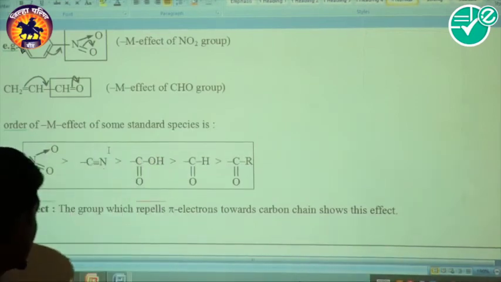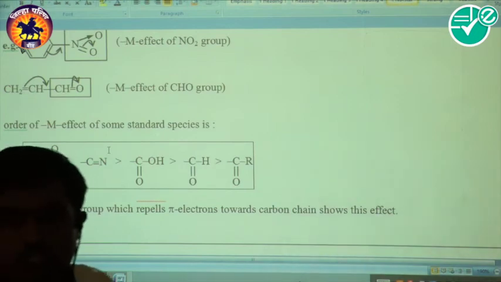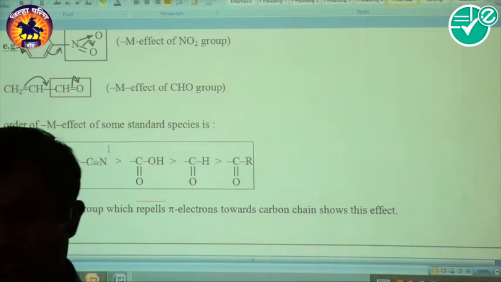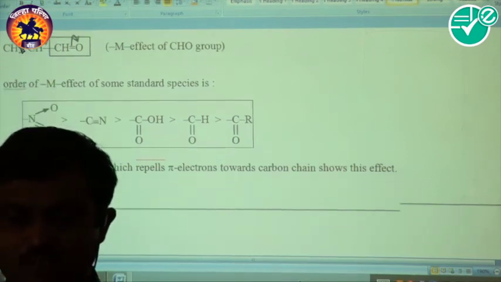This is the order of the species which give the negative mesomeric effect. NO2 is more powerful than cyanide, cyanide is more than the carboxylic acid, which is more than the aldehyde, and the least is the ketone. So here the negative mesomeric effect is observed.